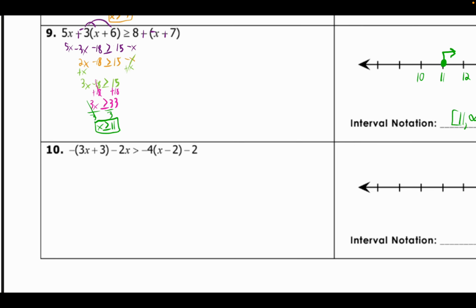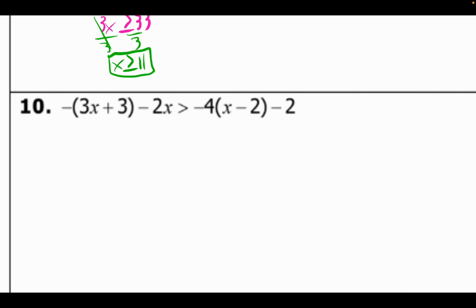And last but not least for today, number 10, I distribute this negative here to start, so I change the signs and everything here. And then I'm going to go and combine like terms, and I get negative 3x and negative 2x give me negative 5x minus 3, or plus a negative 3, it's the same thing, is greater than, I distribute the negative 4, and I get negative 4x plus 8, as I do negative times a negative, minus 2. On the left side there, on the right side, I still must combine like terms, so I'm just going to rewrite my left side here as I combine like terms on my right. And I combine the 8 and the negative 2, and I get negative 4x plus 6.